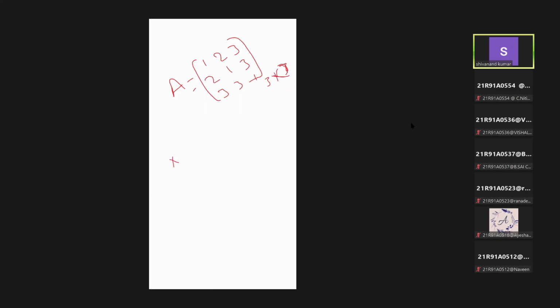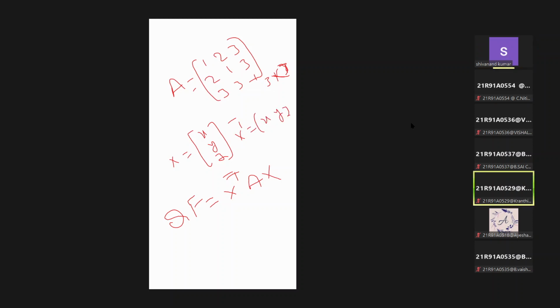What is the x? You have to take x, y, z. If it is a 2 by 2 matrix, you have to take x, y. And your quadratic form is nothing but x transpose A x. So here x is this one, and x transpose will be x, y, z. If you multiply these three, means x, y, z, then your A, and your x, y, z, you will get one quadratic form.